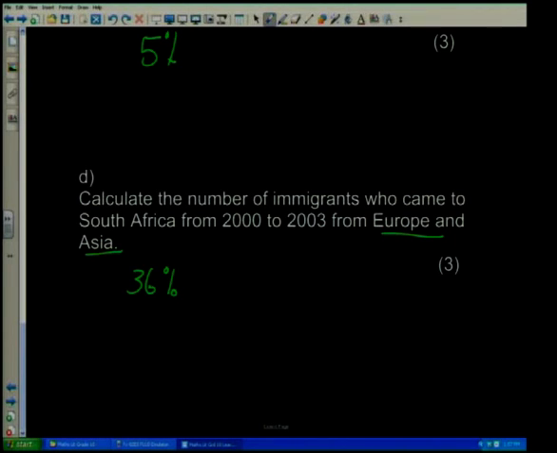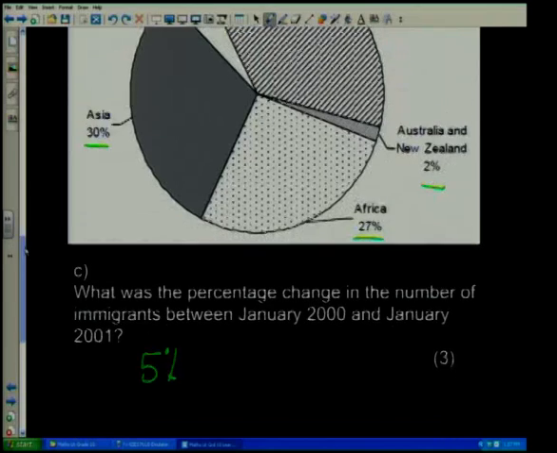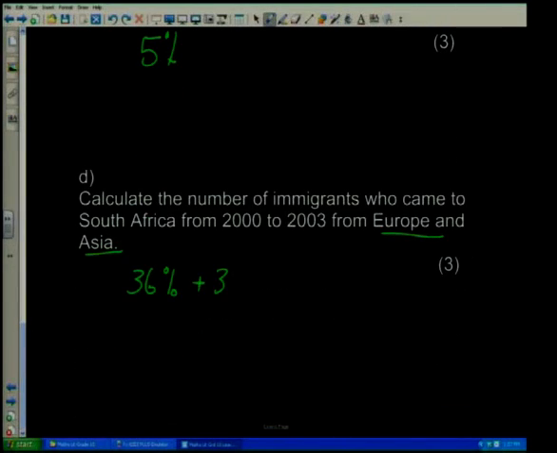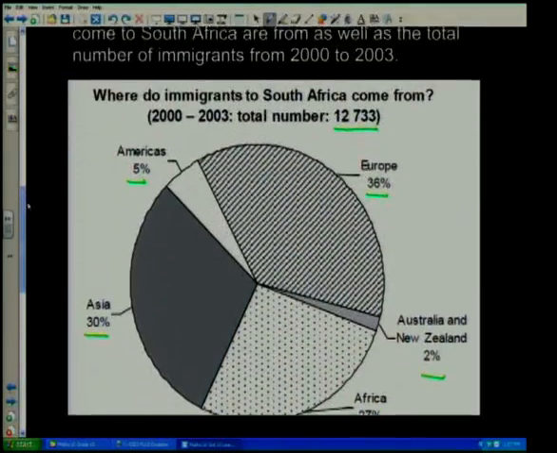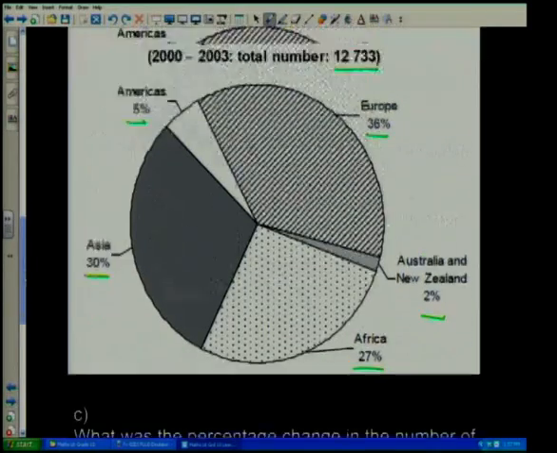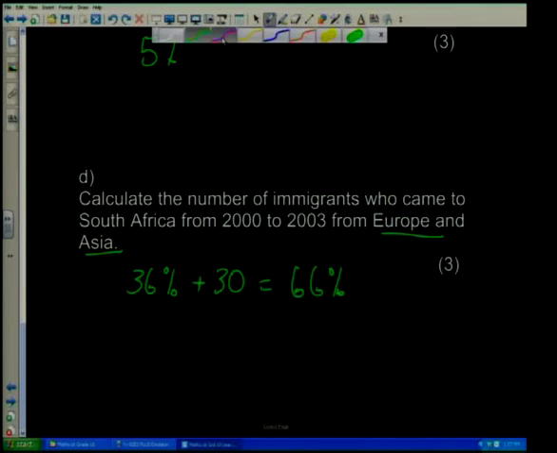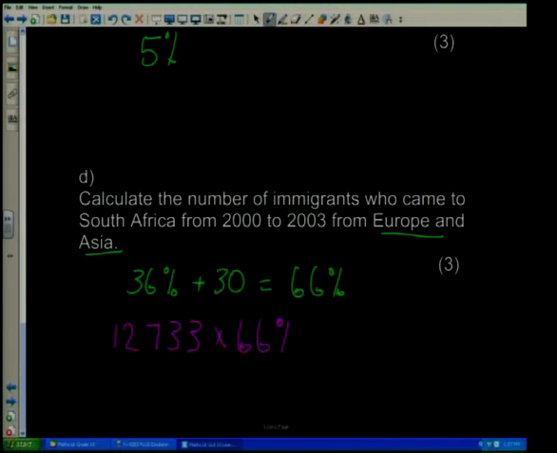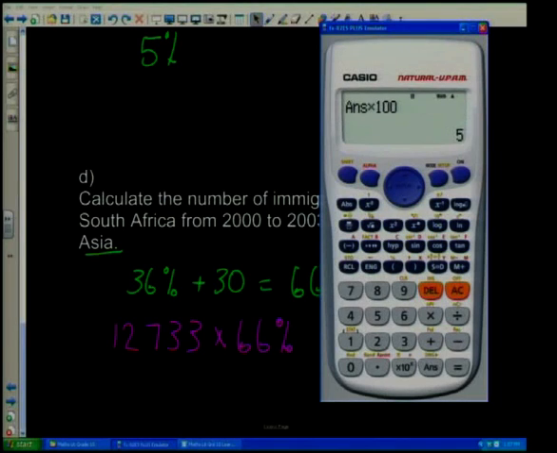Europe was 36% and Asia was 30%. So in total, we have 66% of the people came from Europe and Asia. But 66% of what? We need our number, 12,733. So we're going to take our number of 12,733 and times that by 66%. And that's going to give me the number of people. Let's do that on the calculator.